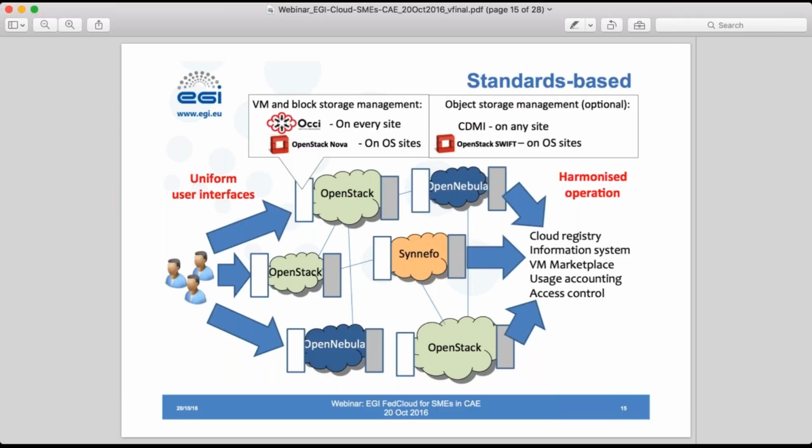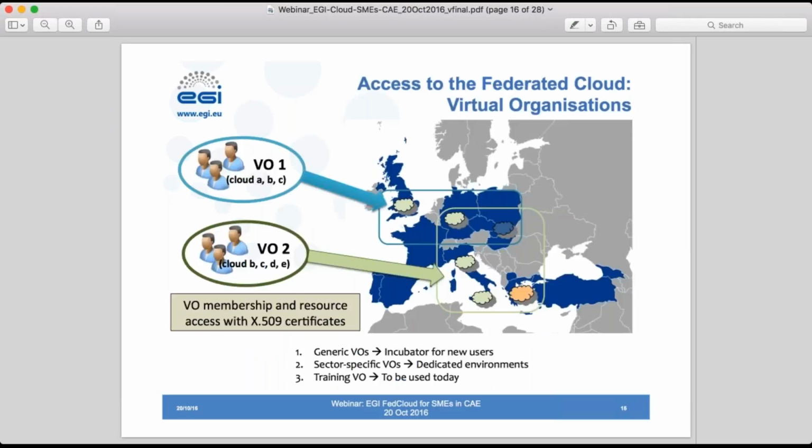So for the virtual machine and block storage management, every single site has an OCCI interface with it. And then on the OpenStack sites, they're all using OpenStack. So however you're accessing infrastructure, what this does is ensure that we hide all of the complexity on the back end, so you're not dealing with it. So whether you're accessing through an already existing portal or application or user interface, having these standards on the back end hides all of that complexity.